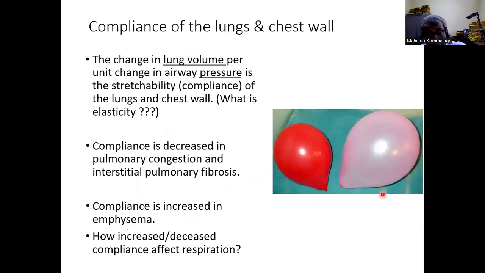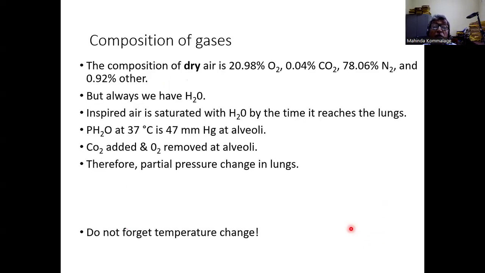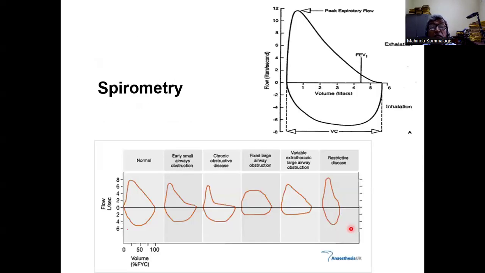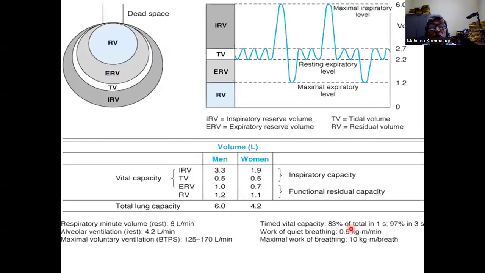Right. So before I go further, if you have any questions, now it's about 40 minutes, you can ask about these things, gas composition and these values. You can ask if you have any questions about these values and the gas composition change from alveolar to blood.